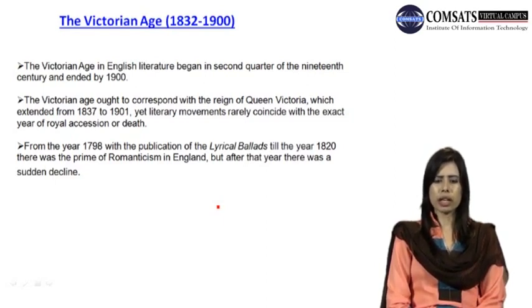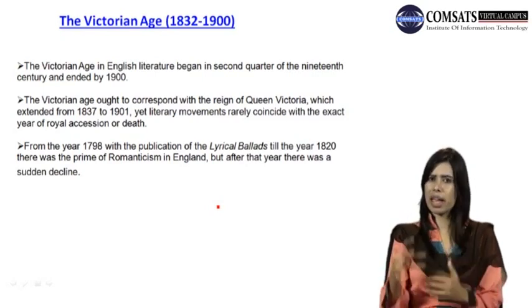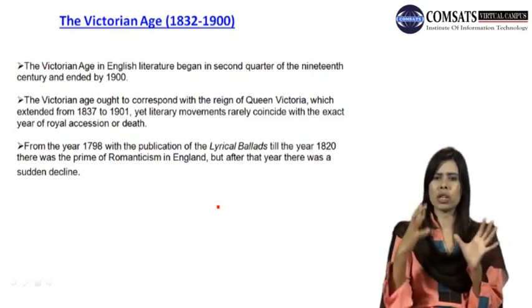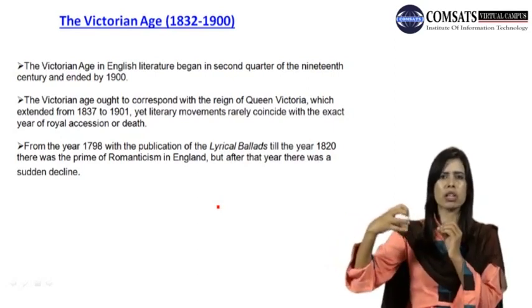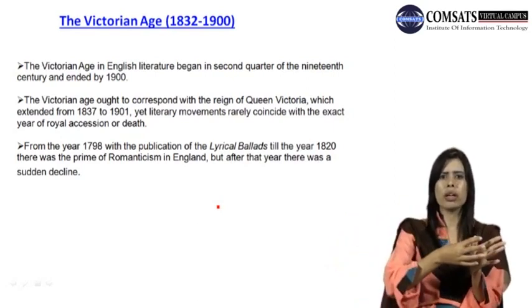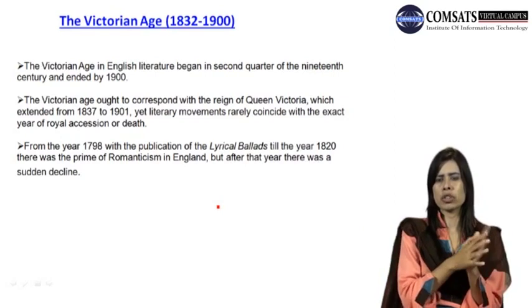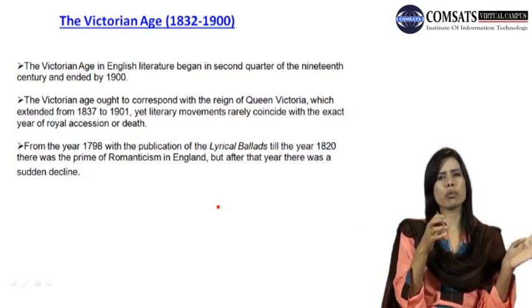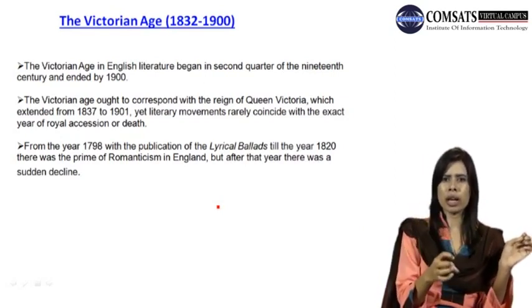From the year 1798, with the publication of the Lyrical Ballads, which I told you before, till the year 1820, there was the prime of Romanticism in England, but after that there was a sudden decline. Here you can see the shift in the history of English literature. Previously it was from the classical or Gothic ages to the Romantic movement, and now we are moving towards the Victorian Age.